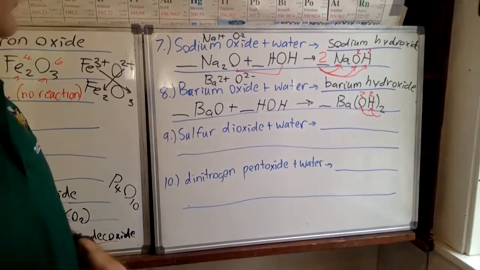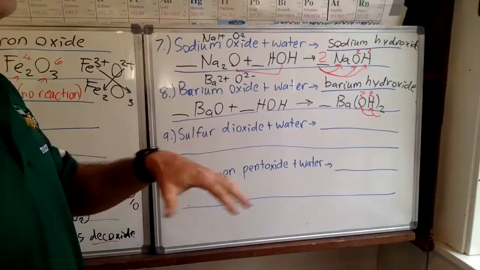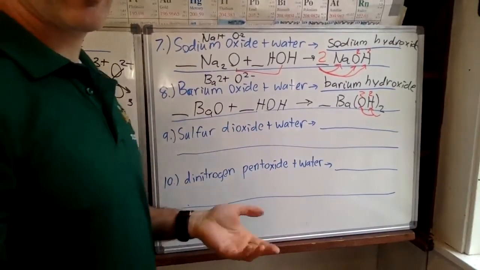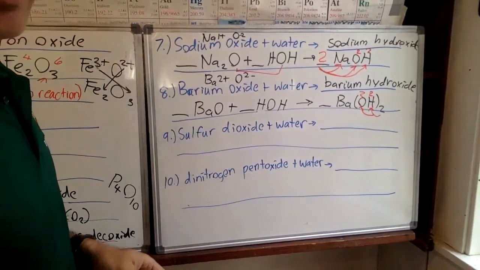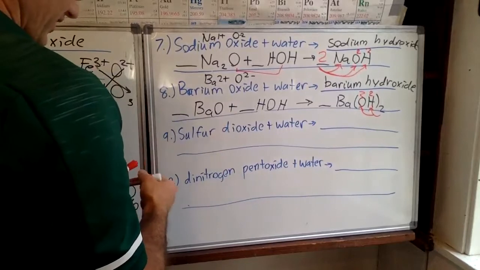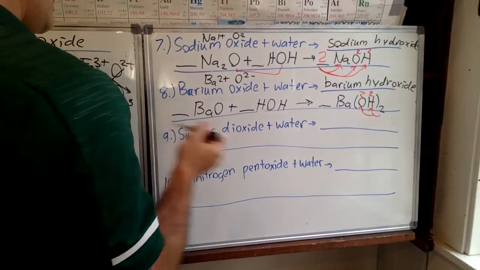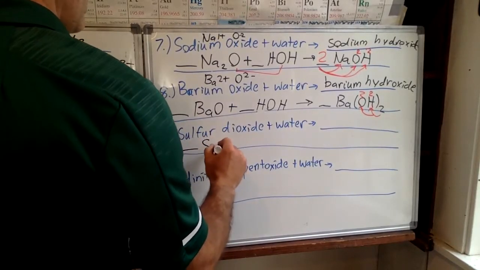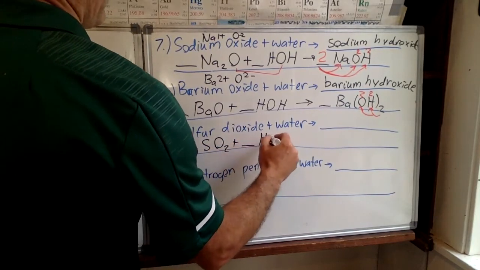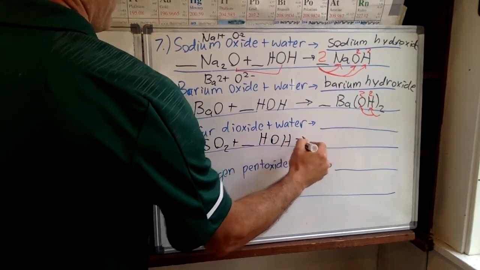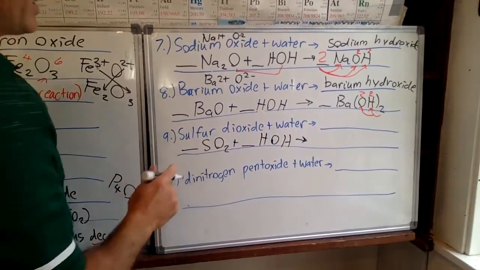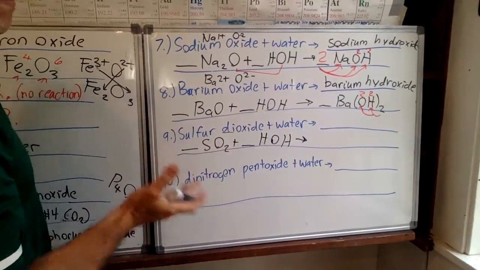Okay? So metal oxides and water create a base, but non-metal oxides and water create acids. So let's look at these 2 examples. So we have sulfur dioxide. You'll notice that with a nonmetal oxide, the formula has to tell you how many oxygens there are. So it's telling us here that we have a dioxide.